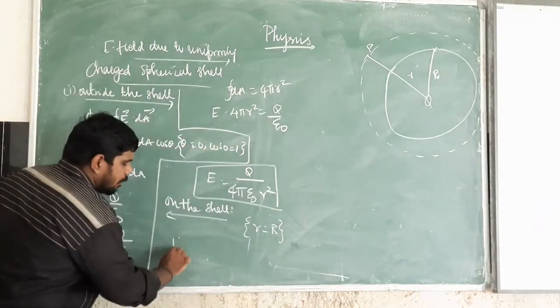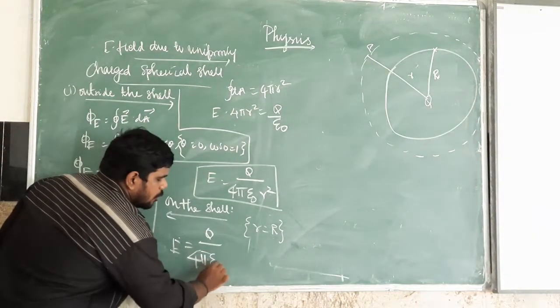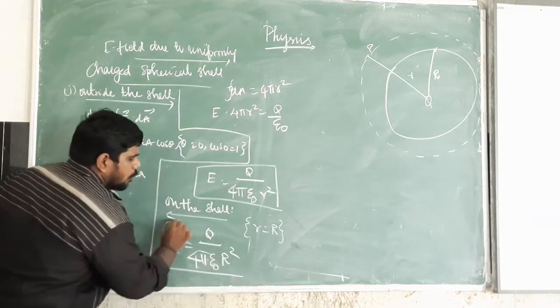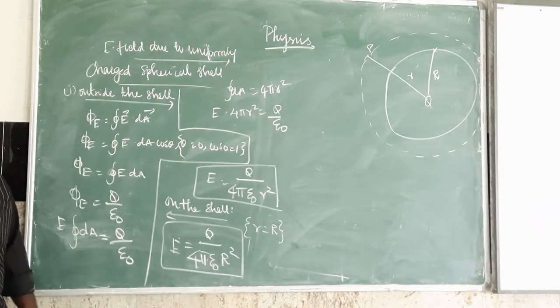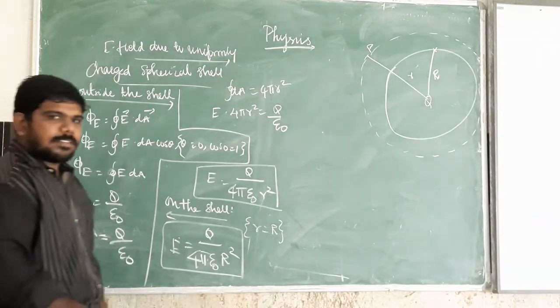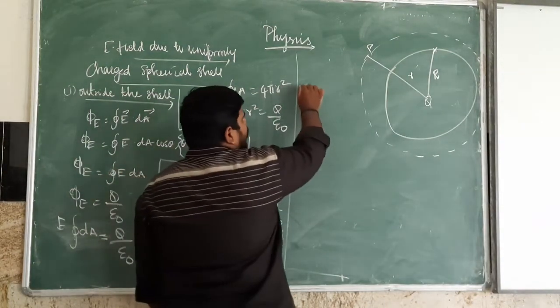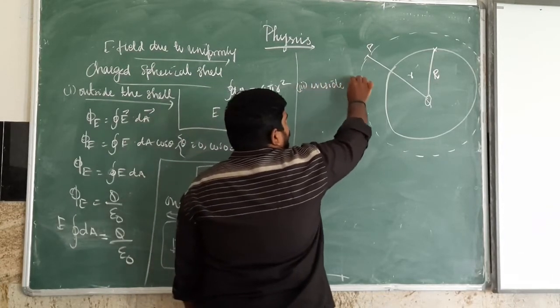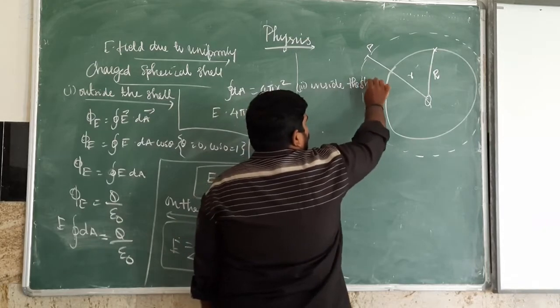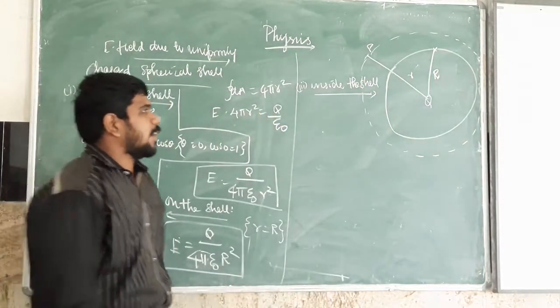So if we substitute the electric field, what do we get? E is equal to Q by 4 pi epsilon 0 into capital R square. In case the electric field at a point is inside the shell, what do we get?